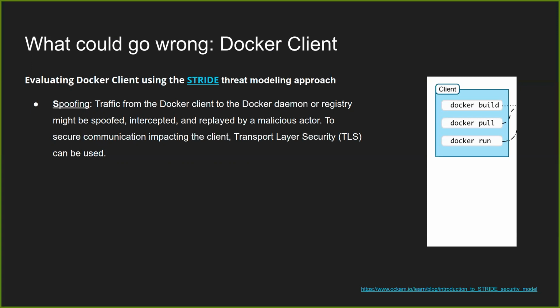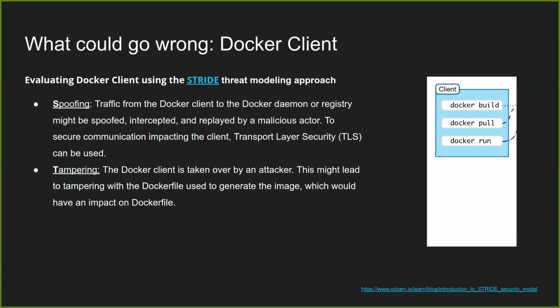So in the client, the traffic from the Docker client to the daemon or the Docker registry might be spoofed, intercepted, or a malicious actor can replay that communication. But obviously, there are ways to mitigate that issue by using TLS. And also T of STRIDE stands for tampering. So the Docker client can be taken over by an attacker.